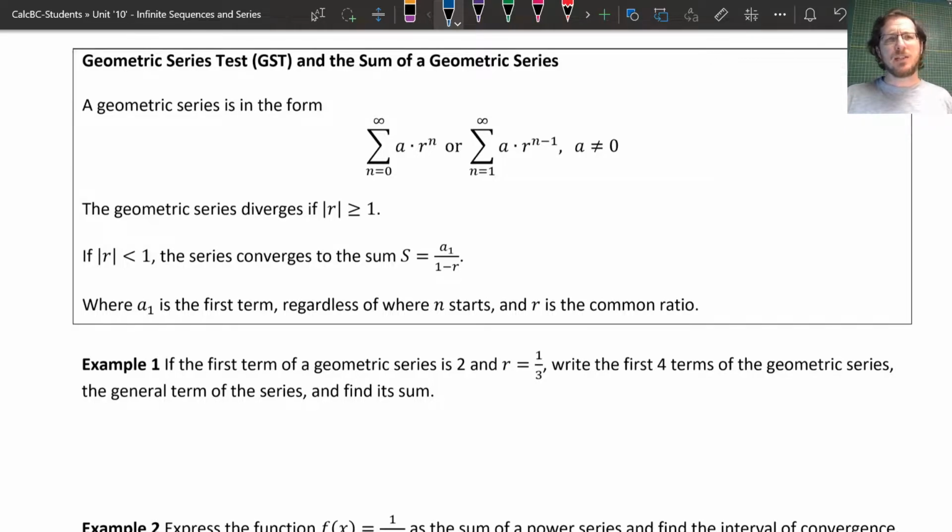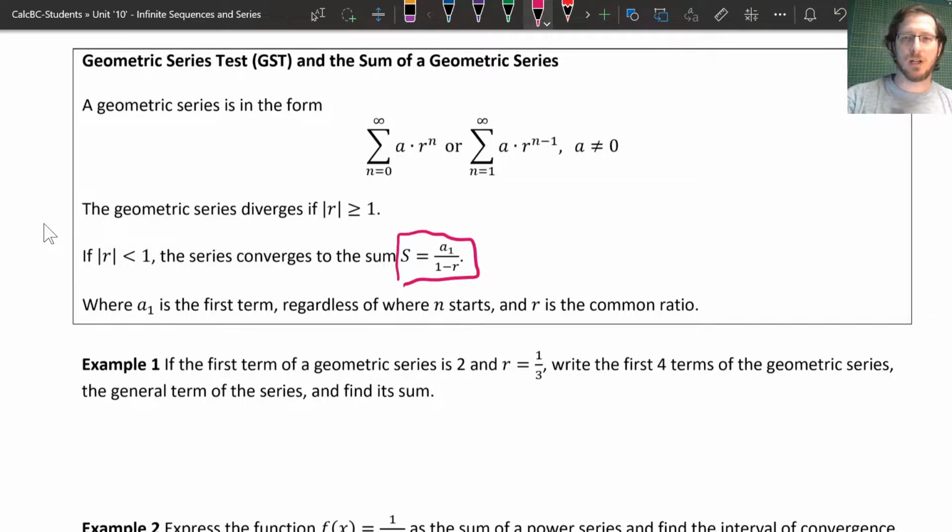And any geometric series diverges if the absolute value of that base is at least 1. It converges if it's less than 1, and it converges to this sum. So our sum S equals that initial term, that first term, whatever it is, over 1 minus r. And that's the sum that we're going to be using a lot in this section.